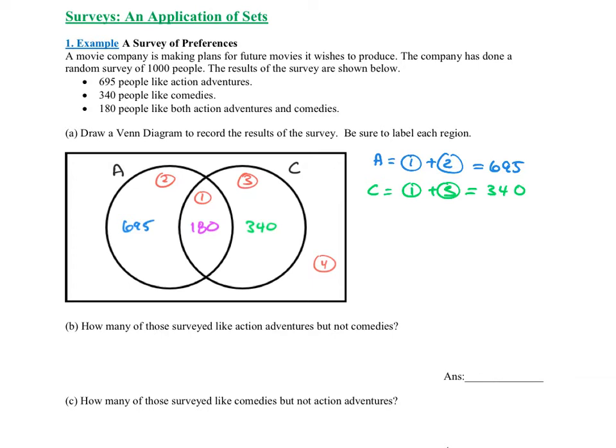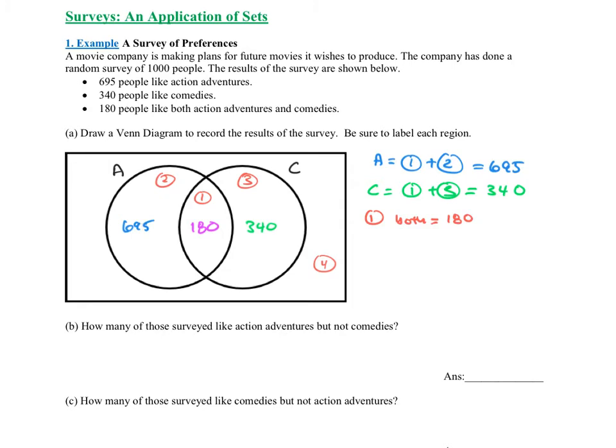The only region that we are given for sure is the region that like both. The region that like both is region 1, and that's given to us as 180 people. So the 180 people that we put in the middle is correct, but I'm telling you the 695 and the 340 is not correct. And let's see why here. If the total for regions 1 and 2 need to be 695, then I need to find out what number goes right here in region 2 that I add to 180 and I get 695.